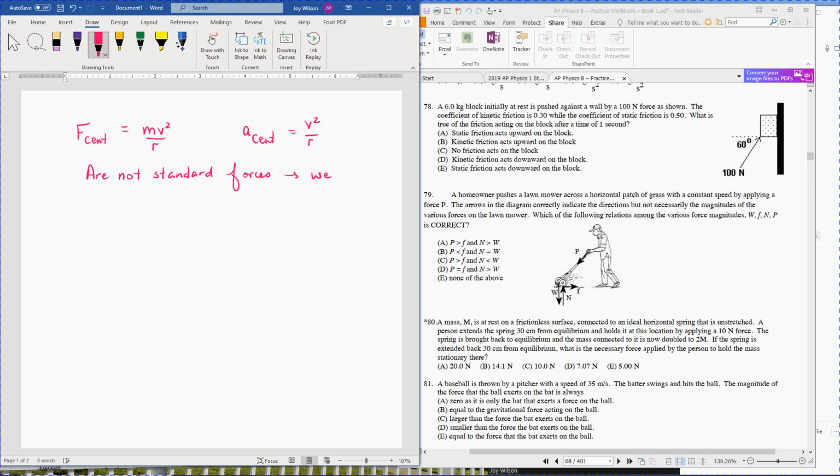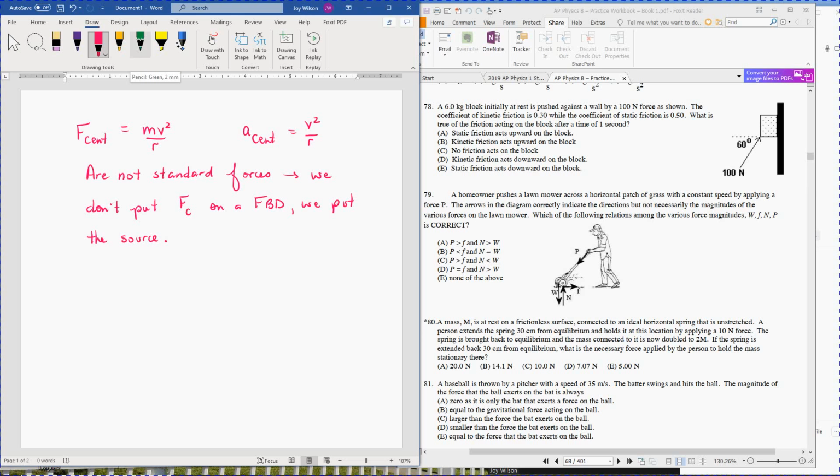We don't put force centripetal on a free body diagram. We put the source of the force. So, if you're talking about a ball rotating around with a string, the string provides tension. The tension allows the ball to go around in a circle. So the centripetal force is due to tension, so the free body diagram is going to have tension on it.